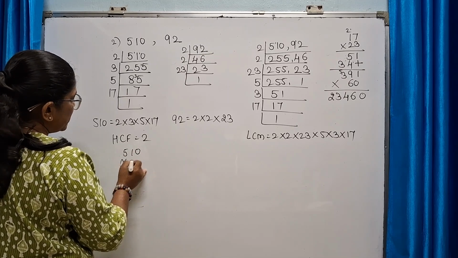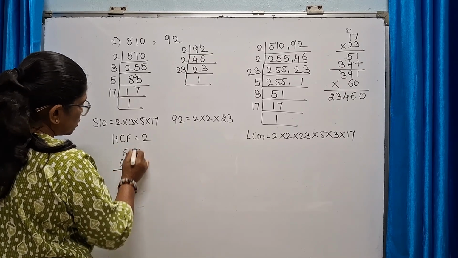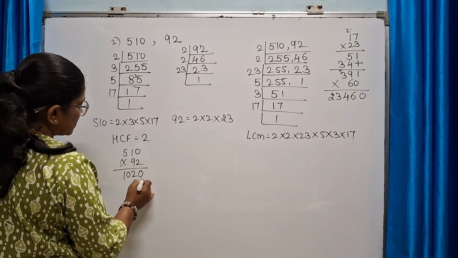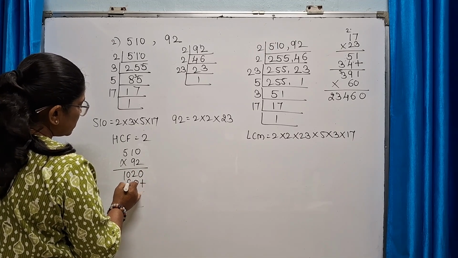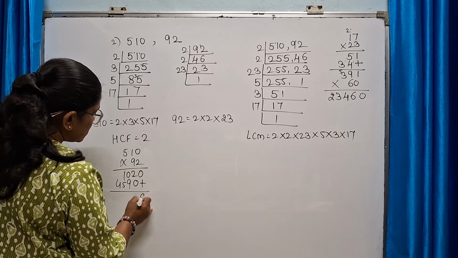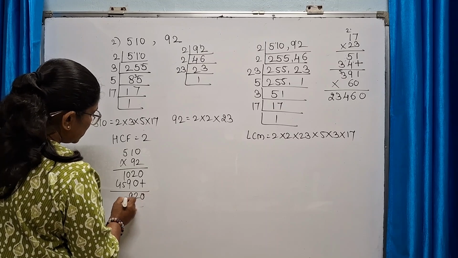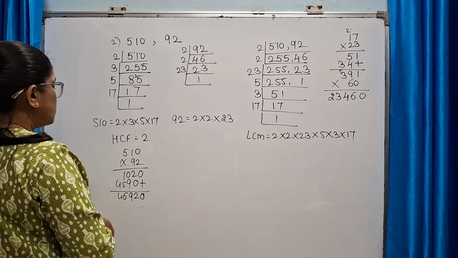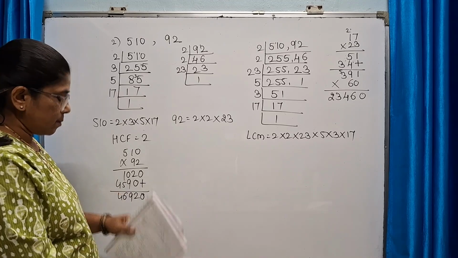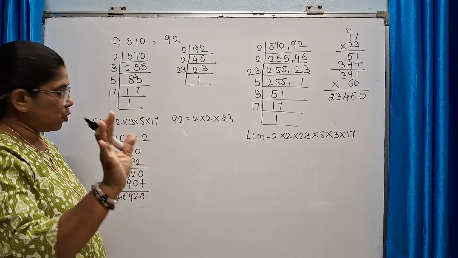510 and 92. Let's multiply these numbers. 2 zeros are 0, 2 1s are 2, 2 5s are 10. 9 zeros are 0, 9 1s are 9, 9 5s are 45. Let's add this: 0, 2, 9, 6, 4, that is 46,920. So this is the product of our numbers.